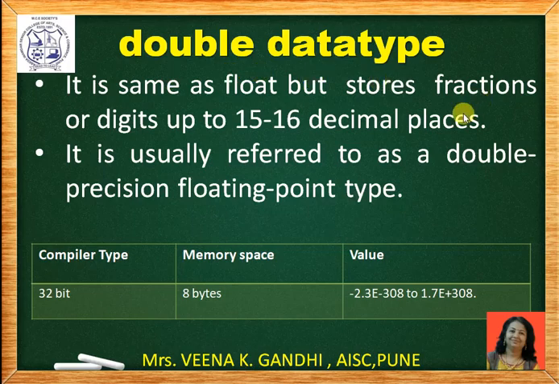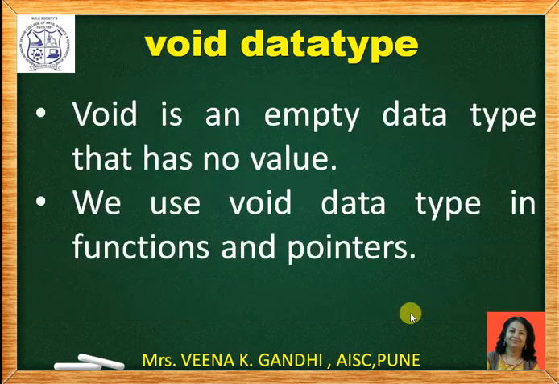A double data type is the same as a float but stores the fraction or digits up to 15 to 16 decimal places after the decimal point. It is referred to as a double precision floating point type. Under 32-bit, it occupies 8 bytes of memory and the permissible range is this one. Void data type is an empty type or it has no value. We use the void data type in functions and pointers.